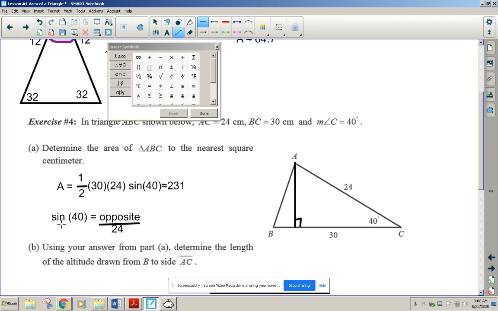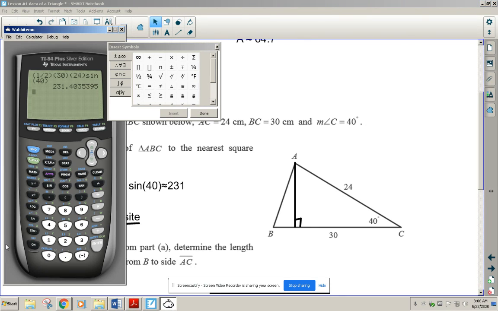So this then would be multiplying diagonally. If I were to use the calculator and have sine of 40 times 24, where's my calculator? There we go. Sine of 40 times 24, I get 15.46, and they say they want the height, determine the altitude.